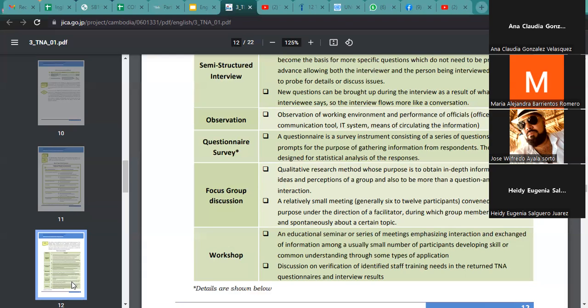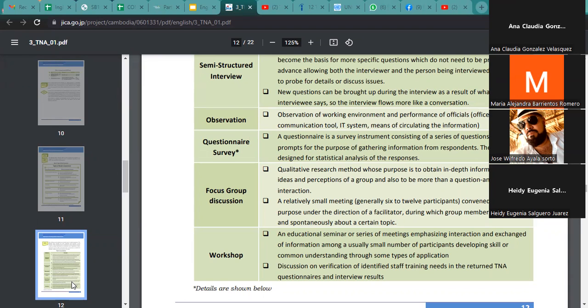Okay, very good. So that is it, right? It's like a question that you can send and they answer that one. And now with Google Forms, it is going to be very easy to get all the information. Oh, yeah. And to get that in a chart and a graphic. Wow, very good. Yeah. Perfect, thank you. Focus group discussion, this is for Heidi.